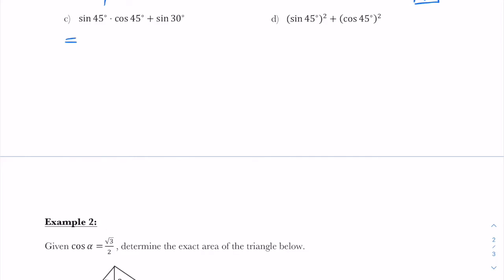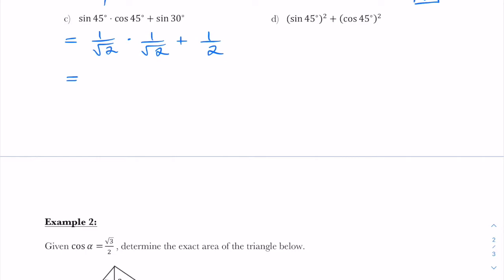Using the table above, sine of 45 degrees is 1 over the square root of 2 exactly. Same with the cosine of 45 degrees. And sine of 30 degrees is exactly a half. Once again, don't forget BEDMAS. You have to multiply before adding.